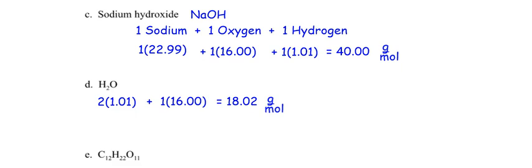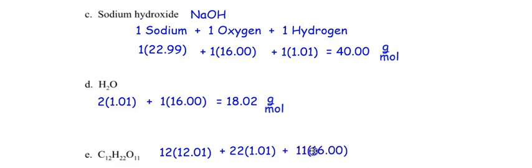All right, welcome back. Well, what did you get? How many carbons do you have? 12, and each carbon was 12.01. How many hydrogens did you get? Hopefully you got 22 at 1.01. How many oxygens did you get? 11 at 16.00 each time. And now what? Add them all up, and I got 342.34. And once again, what is your unit? Grams per mole. Okay, good.